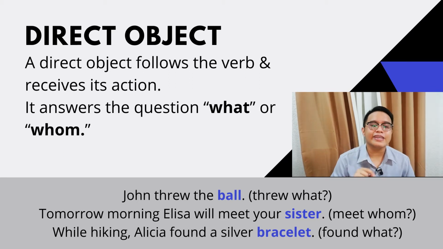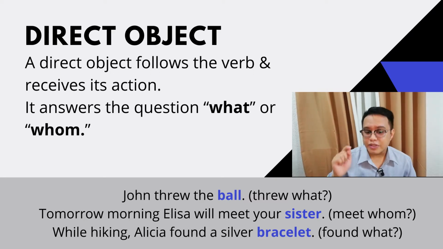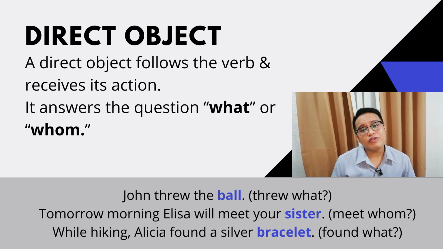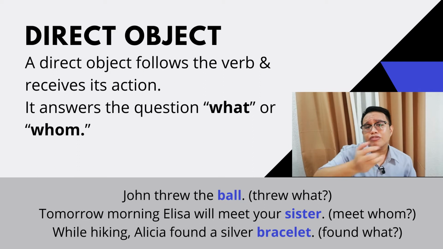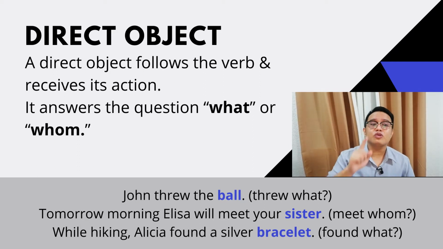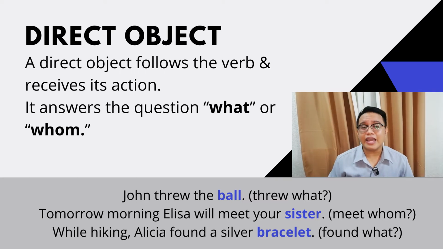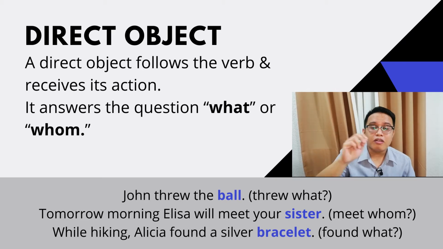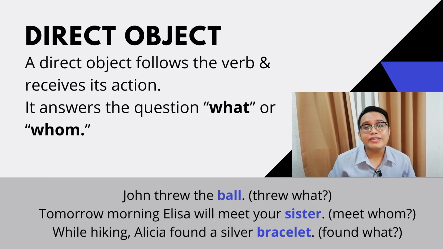Tomorrow morning, Elisa will meet your sister. Who will Elisa meet? Meet whom? Sister. Correct. Now, when hiking, Alicia found a silver bracelet. Alicia found what? Bracelet. Diba? So, if it answers the question what or whom, then it is after the verb. So, for example, threw what, meet whom, found what. We ask the questions what or whom after the verb, and if it answers the question, then it is a direct object.